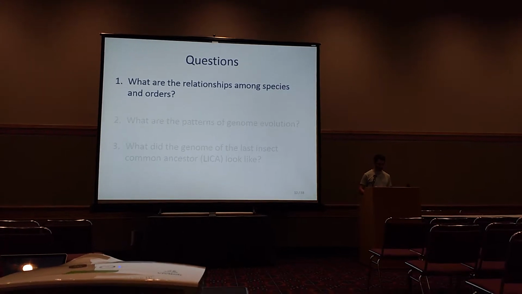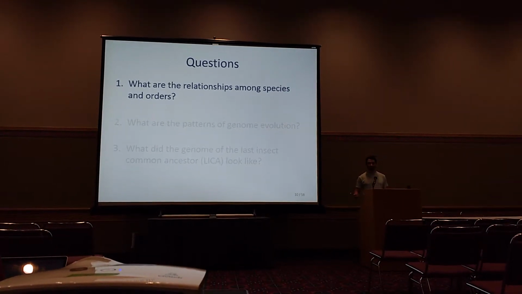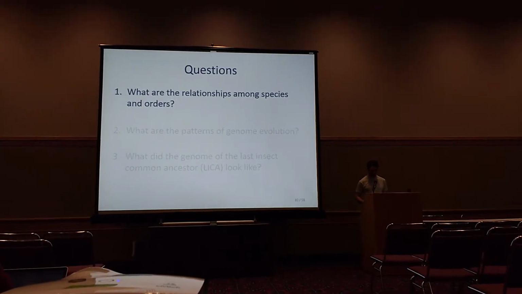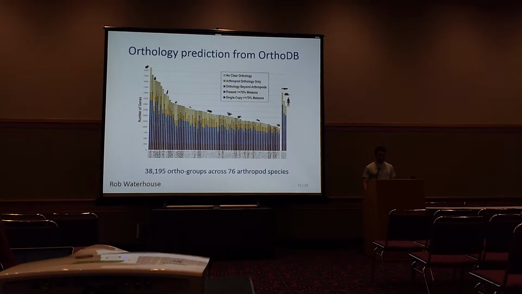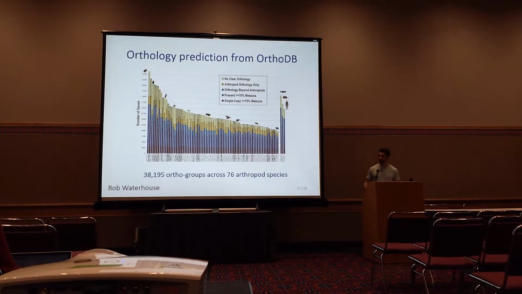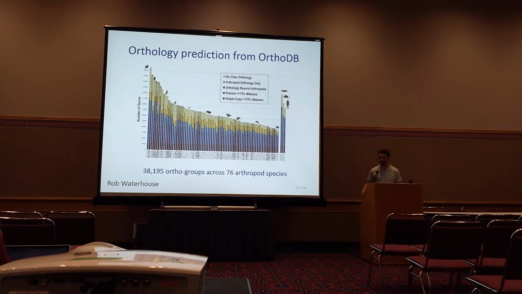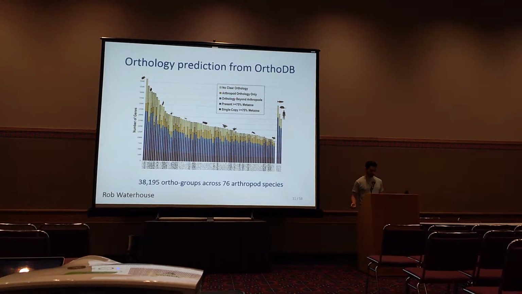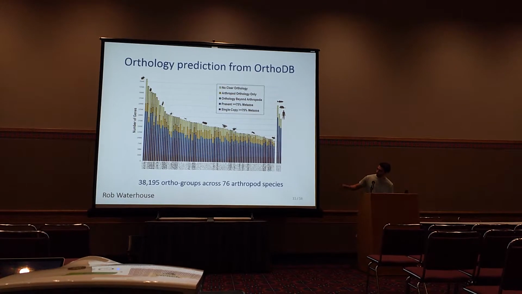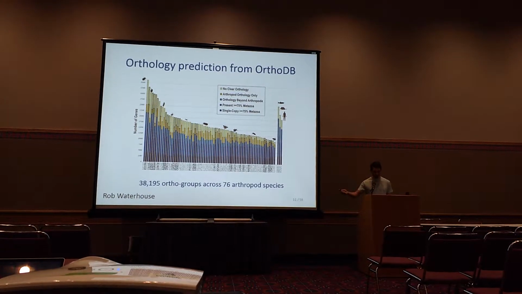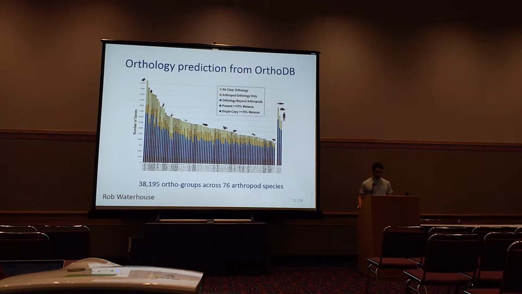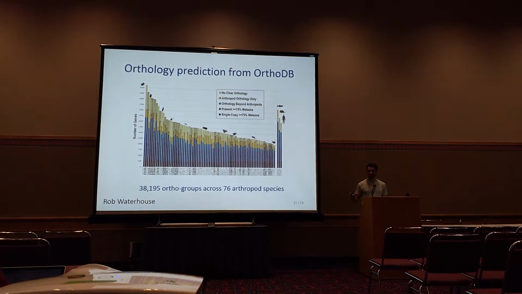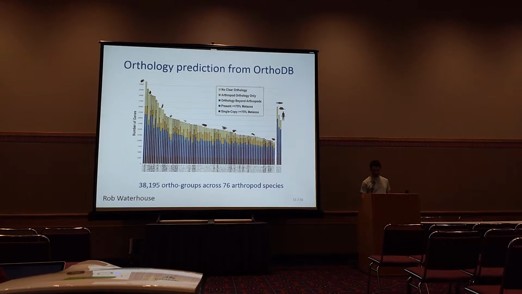I'll start with inferring the phylogeny. And this is interesting in itself, but the species tree also serves as a scaffold for us to ask these other questions. So the first thing we need to do is figure out how the genes from our 76 species are related to one another. And this is a lot of work done by Rob Waterhouse at OrthoDB. And what I'm showing here is just the number of genes for each of our 76 species and a couple of outgroups for comparison, and their membership in certain orthology groups. And when Rob was done, he was able to give us about 38,000 gene families, orthogroups, for us to work with.